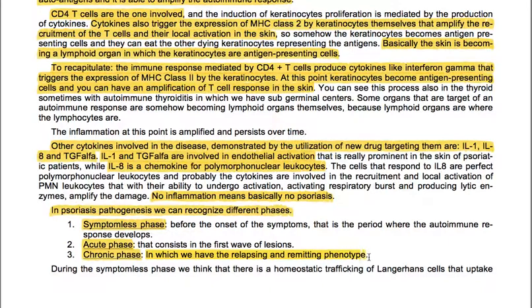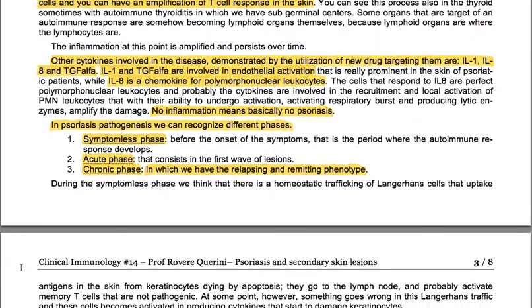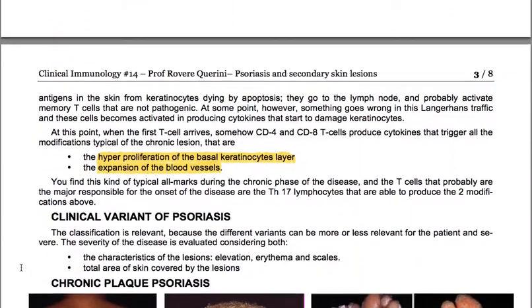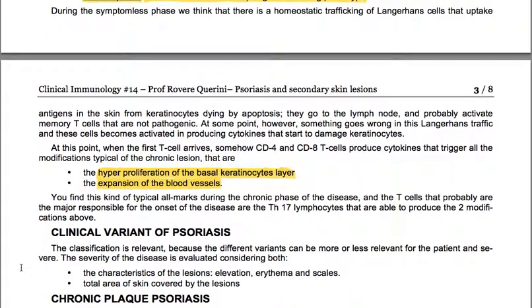During the symptomless phase, we think that there is a homeostatic trafficking of Langerhans cells that take up antigens in the skin from keratinocytes dying by apoptosis. They go to the lymph node and probably activate memory T cells that are not pathogenic. At some point, however, something goes wrong in this Langerhans cell traffic, and these cells become activated, producing cytokines that start to damage keratinocytes.